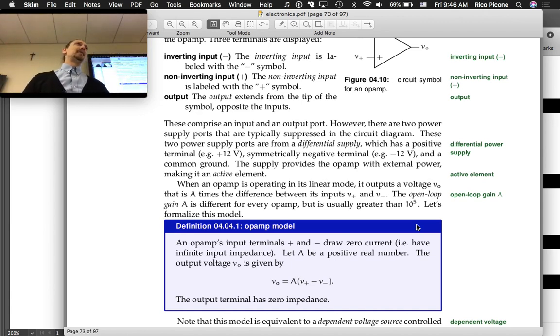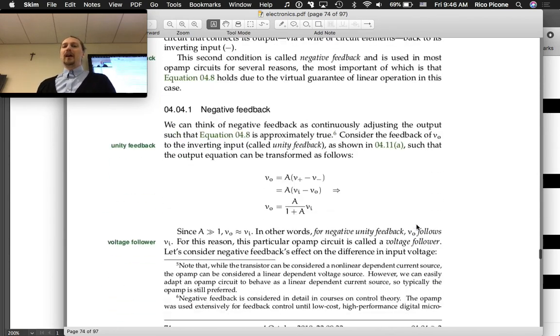So the op-amp does a lot of good stuff for us, including nice linear amplification. So that's all we covered, right?